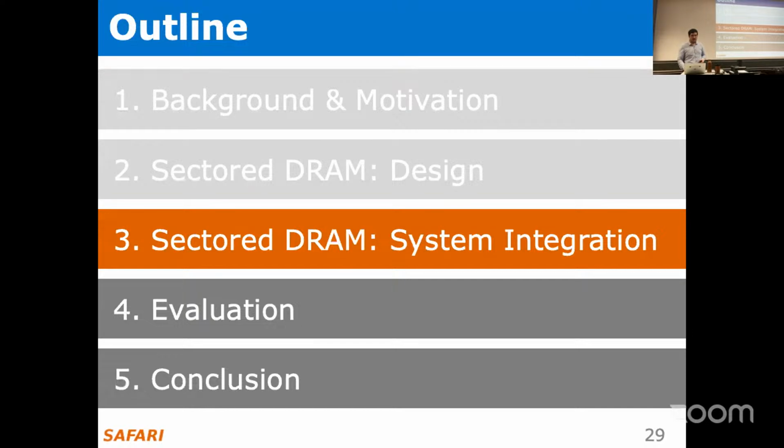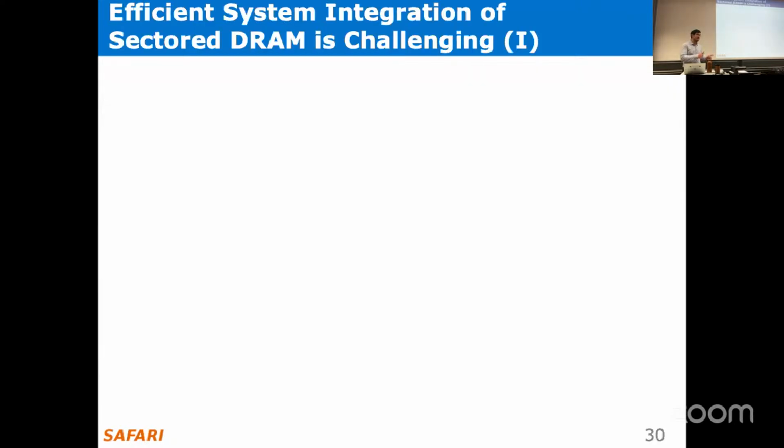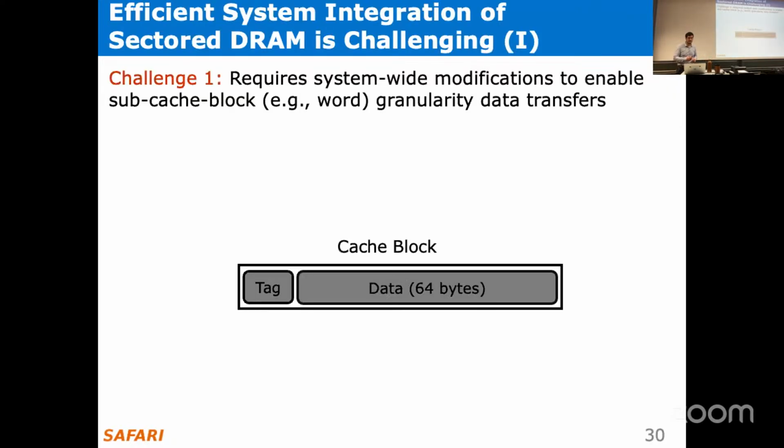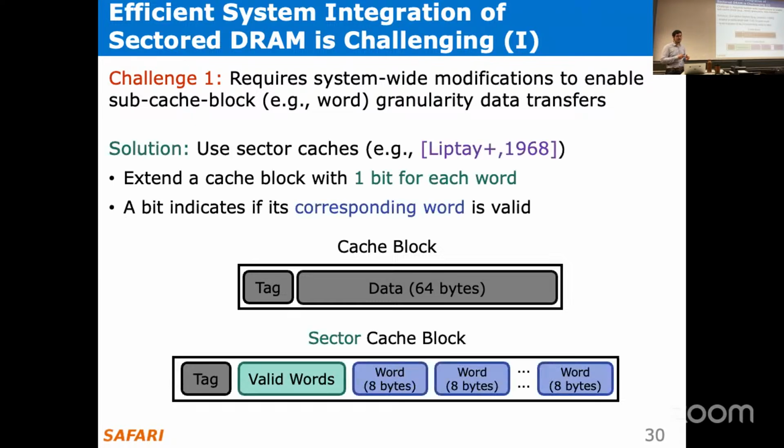So I'll now describe how a modern DRAM-based computing system can effectively leverage sector DRAM. Effectively integrating it into a system has two challenges. First, we transfer data between components of the memory hierarchy today in cache block granularity. However, we must enable sub-cache block data transfers for sector DRAM to mitigate energy waste. We use sector caches, whereby we extend each cache block with 1 bit of metadata for each word, and each of those new bits that we add indicates if its corresponding word is valid or not in the cache block.